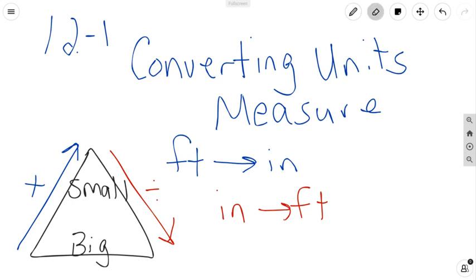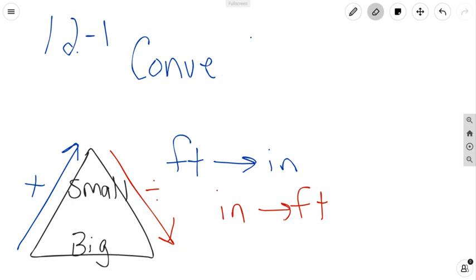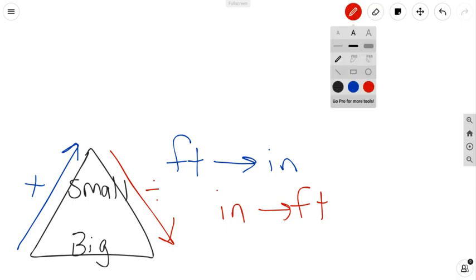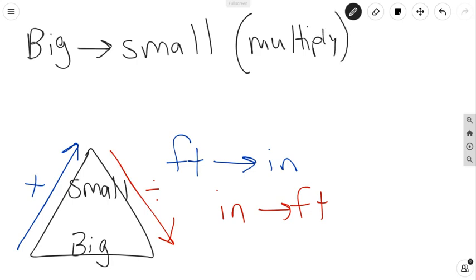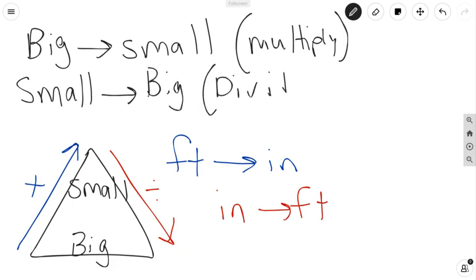And if you want, you could write down, or I would even pause the video and copy the triangle, and then copy down this next thing that I'm going to write down for you. This is the most important thing that you can do in this chapter. And this is the main rule. If you're going from a big unit to a small unit, you're going to multiply. If you're going from a small unit to a big unit, you're going to divide. Take a second, pause the video, copy that down.